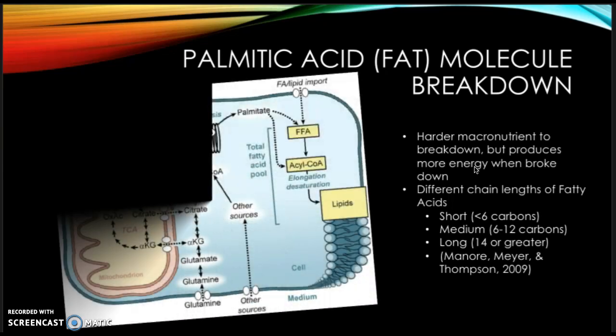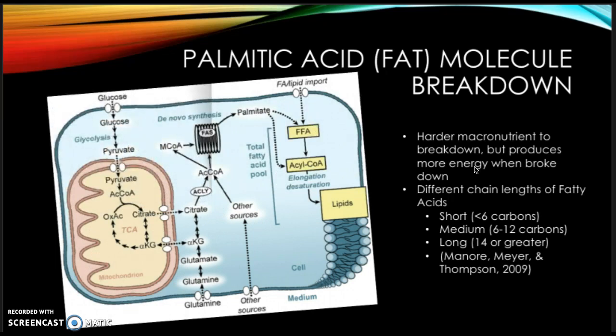What you can see here now is that we have basically the same kind of breakdown when it comes to producing ATP. You, of course, have your glucose, and it goes through glycolysis and then into the Krebs cycle, and we get the 36 ATP from there.